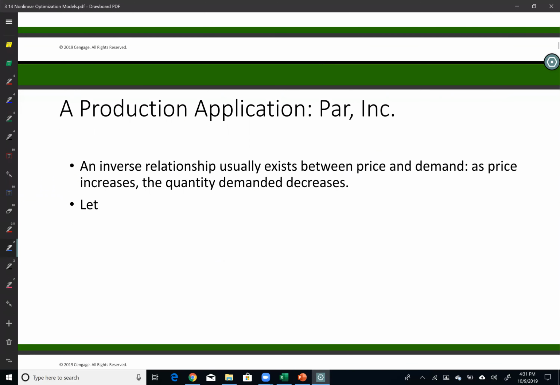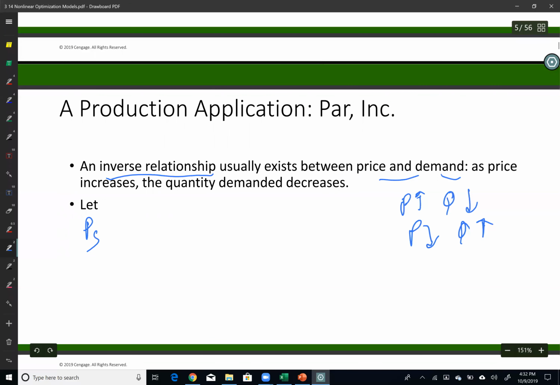decision variables. And from your economics 101, if you have taken economics, you probably remember that there's an inverse relationship in general between price and demand. So the higher the price is, the lower the quantity demanded or sold. The lower the price is, the higher the quantity sold. All right.